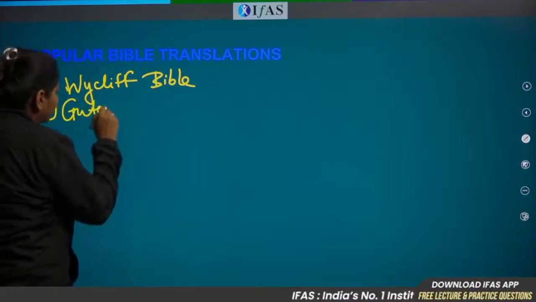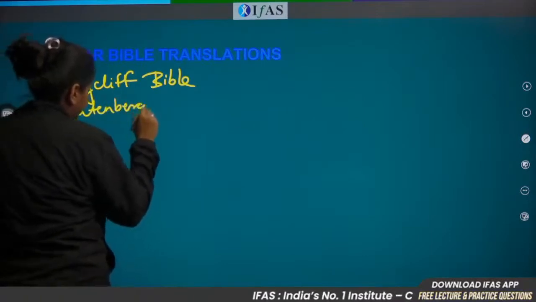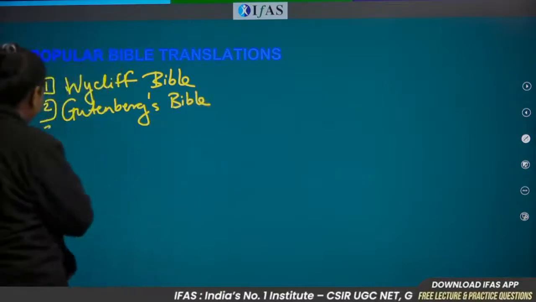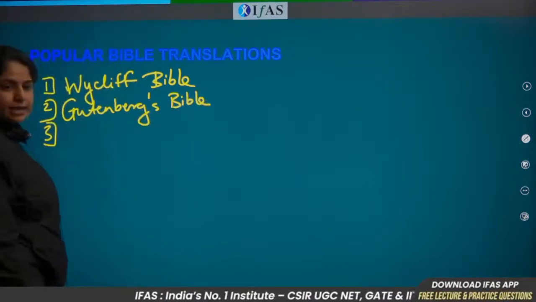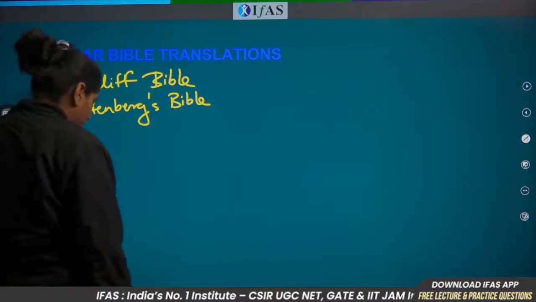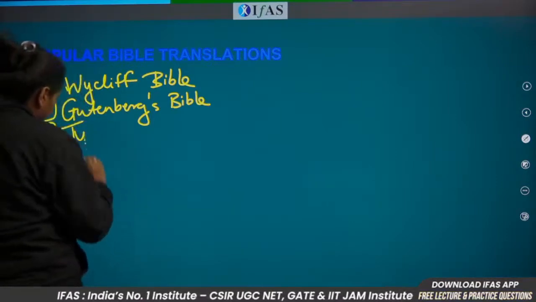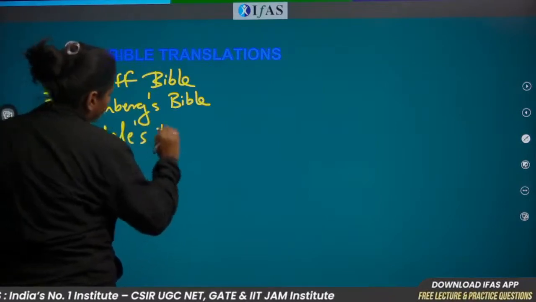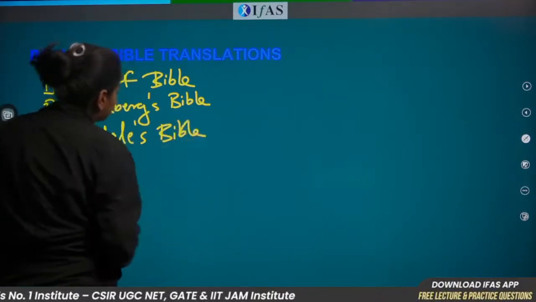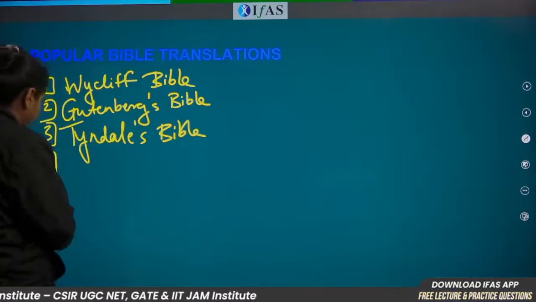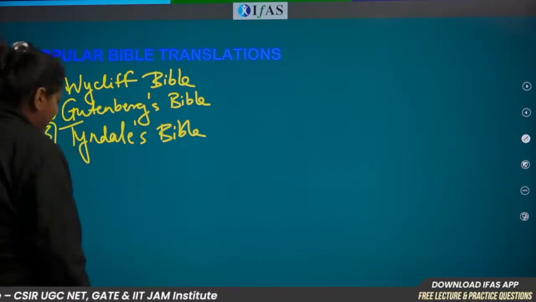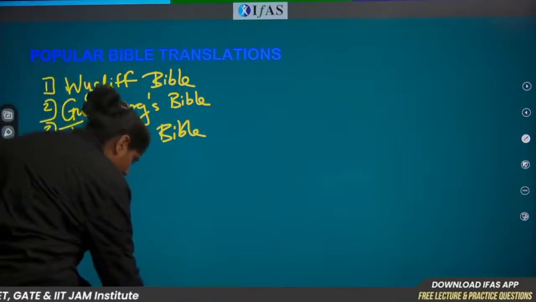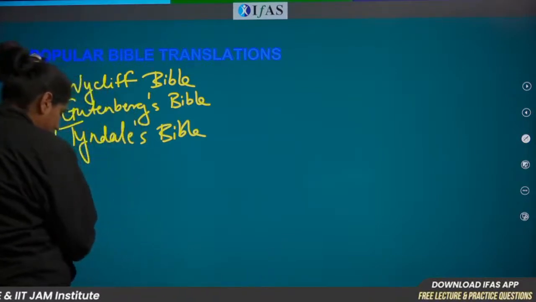Second one is Gutenberg's Bible. Which is the third one? Can anybody tell it to me? Which is the third Bible? This also I have already told you. It is Tyndale's Bible. The fourth important Bible is the Coverdale Bible.